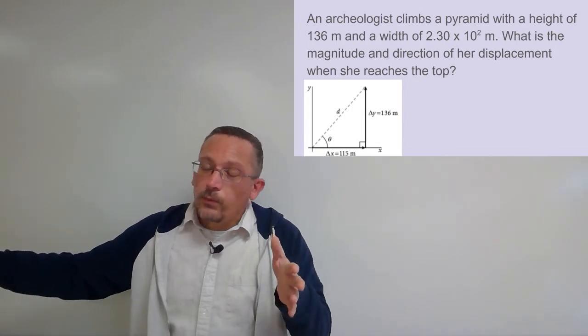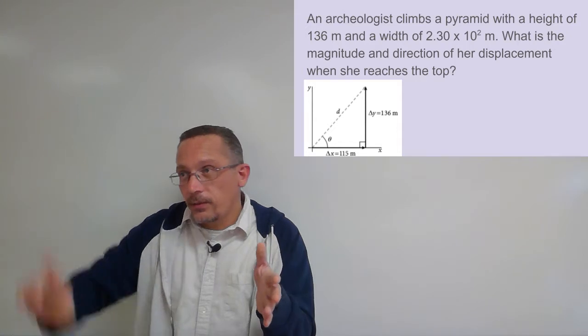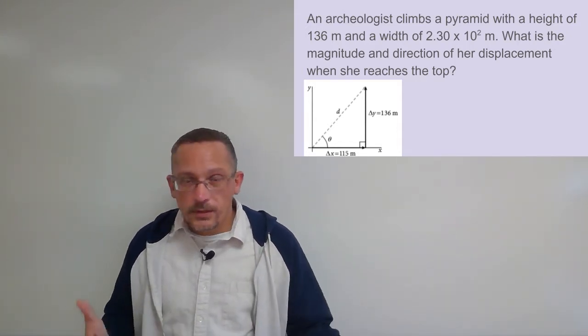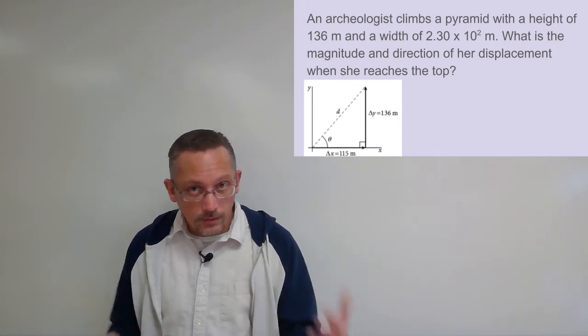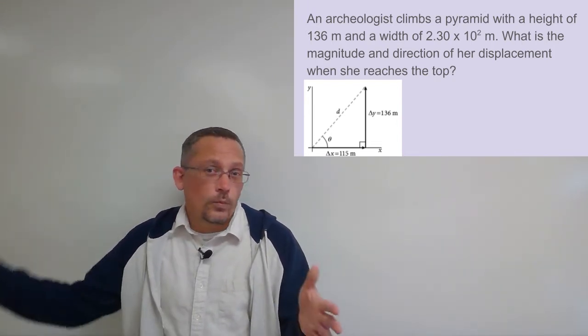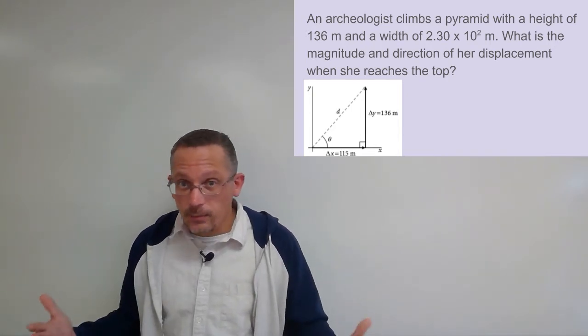But really what we want is just half of that to the middle of the pyramid, because that's where the high point is. So 2.30 times 10 to the second meters, that's 230 meters with three significant figures. So I want just half of that. So half of 230 is 115 meters.